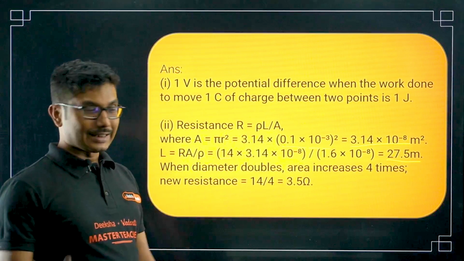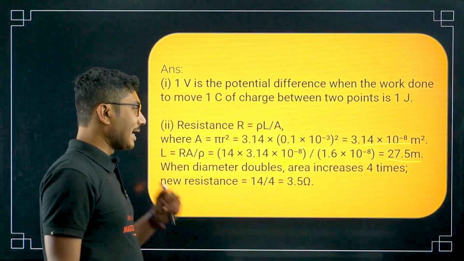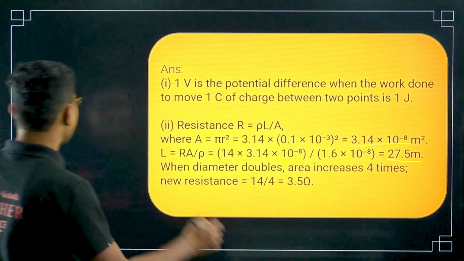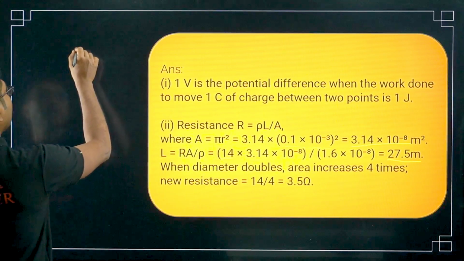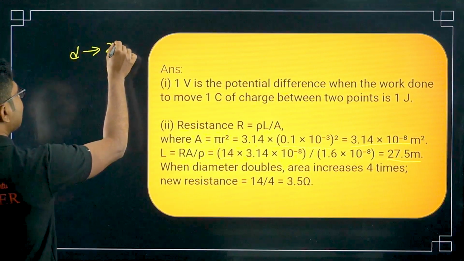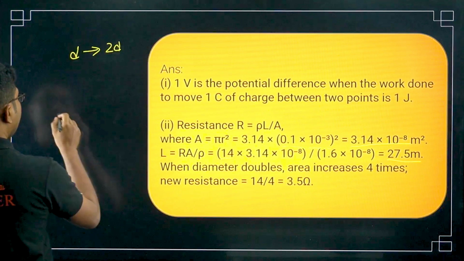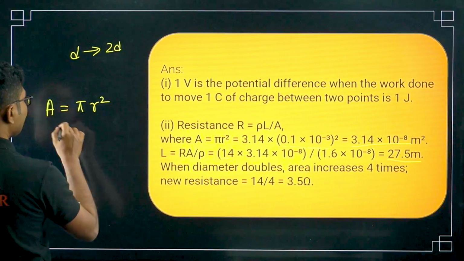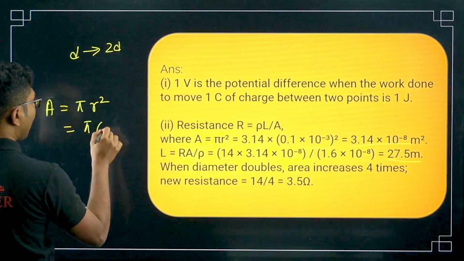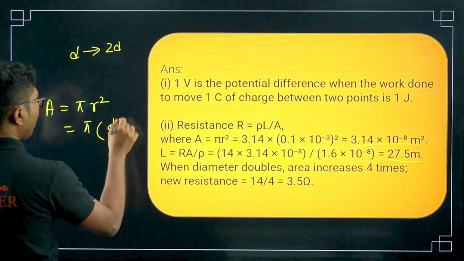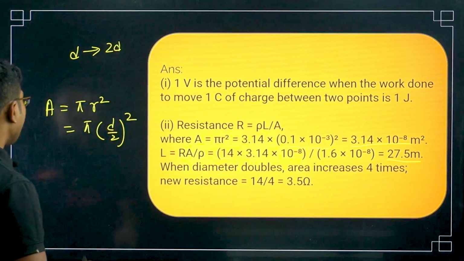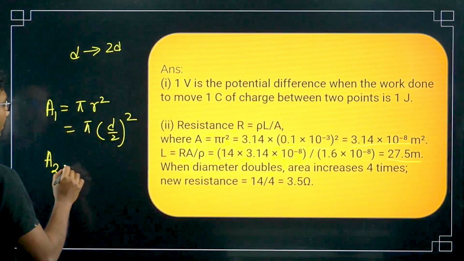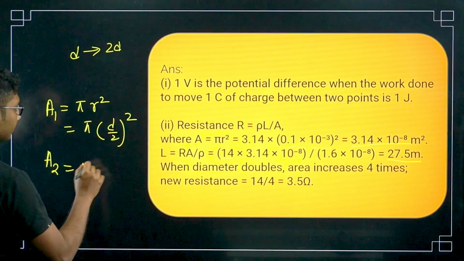Now the last part is easy. When the diameter is doubled, area increases 4 times. If you double the diameter, what is the formula for area? Area is basically pi r square. So pi r square means pi d by 2 whole square. So this is the initial area. What is the final area? Say this is A1. Now A2 will be when you double the radius.